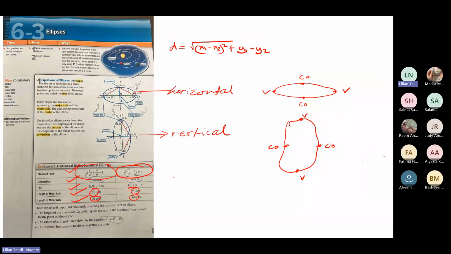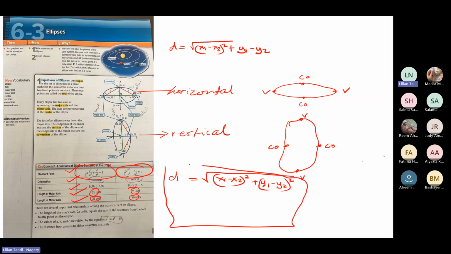Okay, let me write it down here. Distance formula equals the square root of x1 minus x2 squared plus y1 minus y2 squared. Up to here, we are good? So this is for finding A. You want to find A? You can use the distance formula or you can use the Pythagorean theorem.